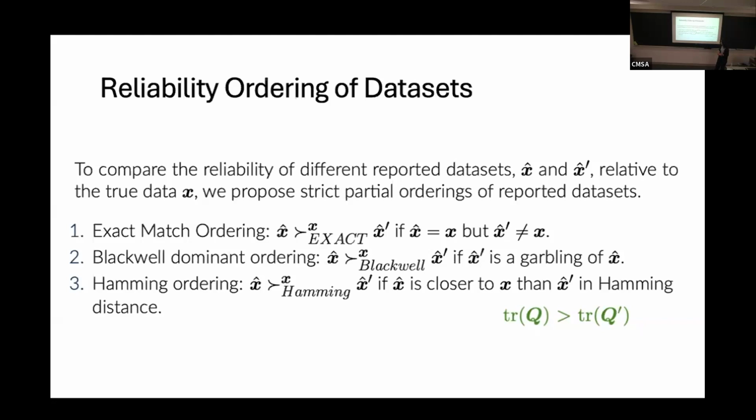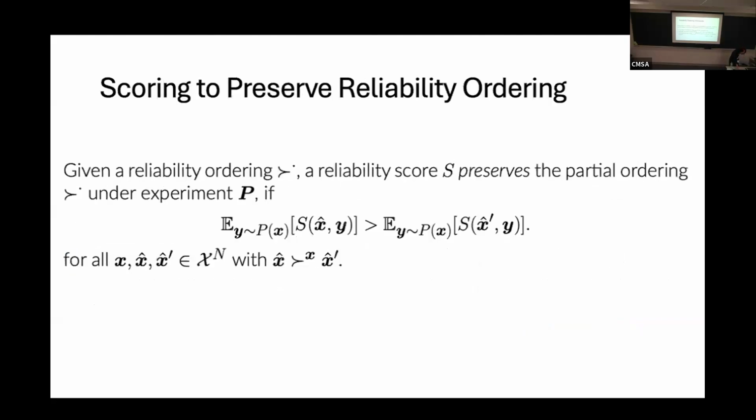So the Hamming ordering basically says that if a data set, when we represent it using the matrix Q, has a trace that's greater than the trace of another data set, then it should be considered as higher quality. So these are just some possible considerations of how we think about data set quality. We're not claiming that these are the only ones that you should consider. But these are the ones that we try to work with, and we're able to show whether it's possible or impossible to achieve this.